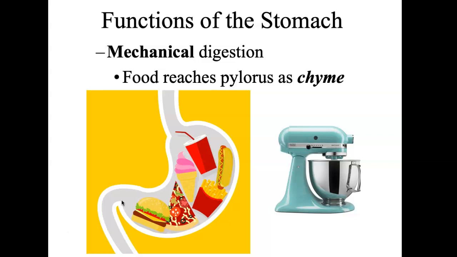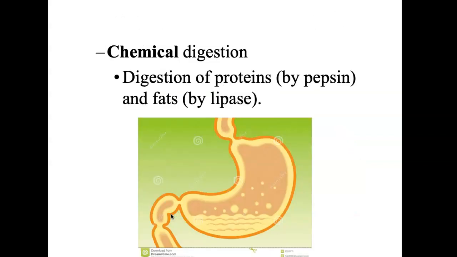The first function is mechanical digestion. That's why I put the blender in here. The food is going to reach the pylorus as chyme. We're not going to call it food anymore because by now it's sort of a slush. But it needs to be churned and moved and mixed like with a mixer. So this diagram with the entire piece of pizza, this all needs to be churned, and you have those 3 muscle layers that are going to allow you to do that. So mechanical digestion, very important.